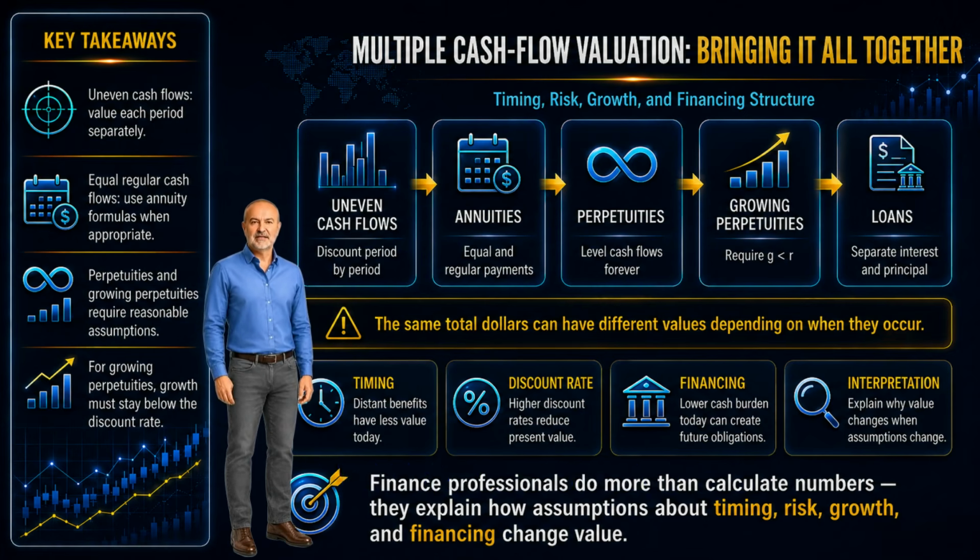This is the managerial insight. The same total dollars can have different values depending on when they occur. A large benefit far in the future may have a modest value today. A financing plan may reduce the immediate cash burden but create future obligations. A higher discount rate lowers present value and makes distant cash flows less powerful. As finance professionals, we do not only calculate numbers, we explain why the number changes when assumptions change.